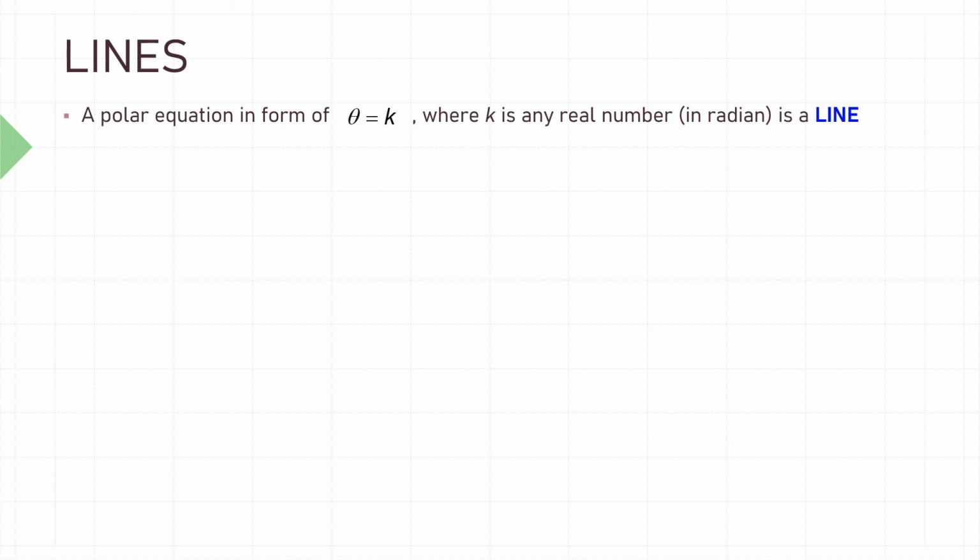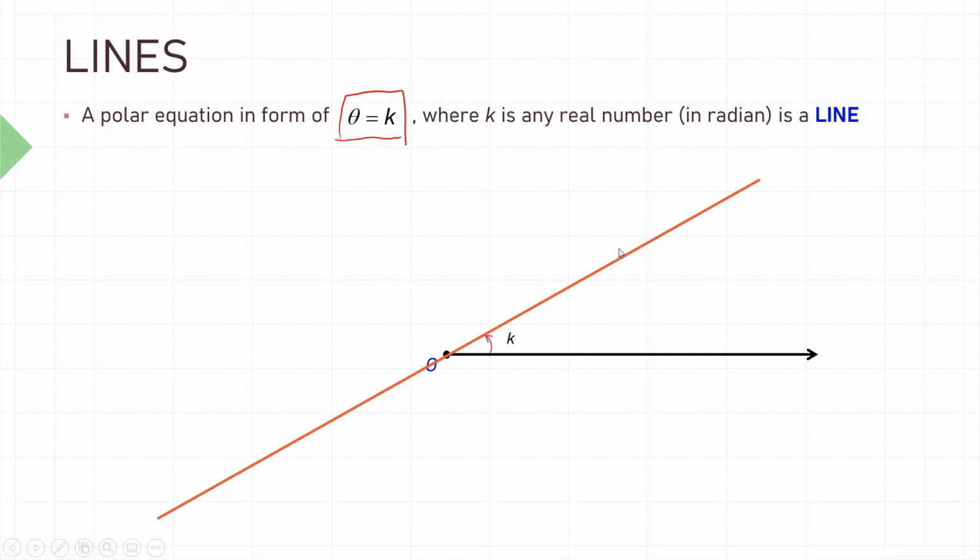Now we need to make a general conclusion. If we have the polar equation in the form theta is equal to k, where k is any real number in radians, it should be a straight line, no matter what the value of k is. Because at this point theta is k, at this point theta is also k, and the same goes for this part, because this one is the negative of the radius. So if theta is equal to any number, it should be a straight line.